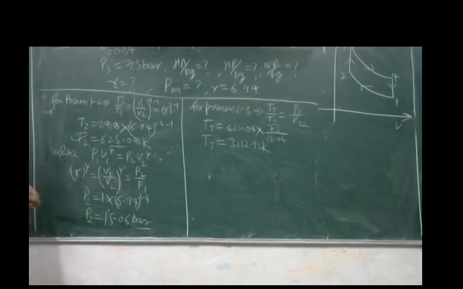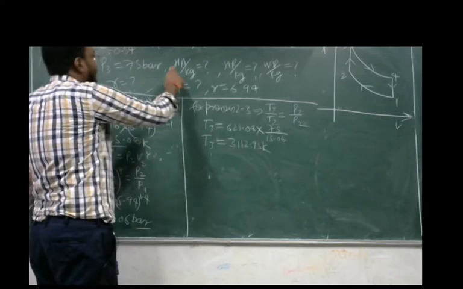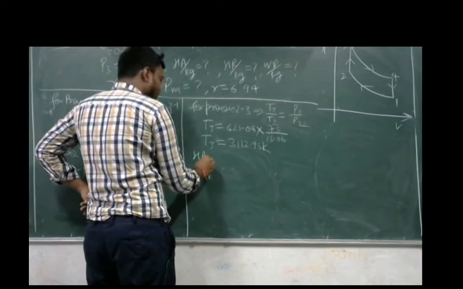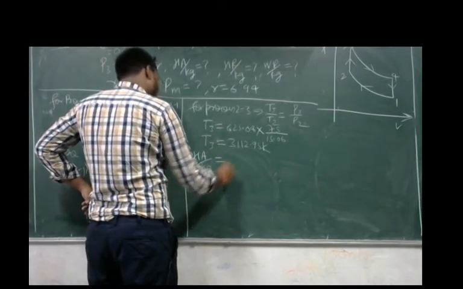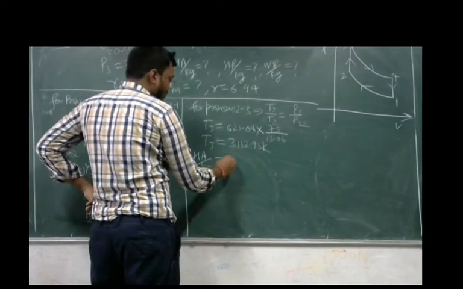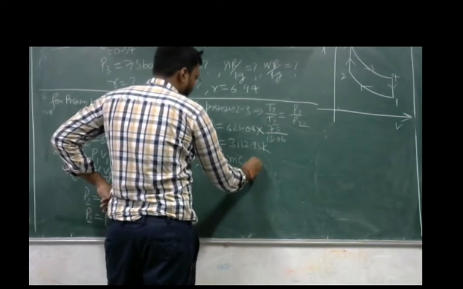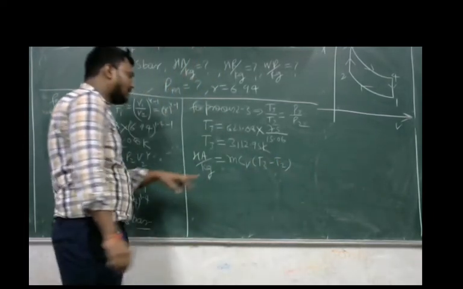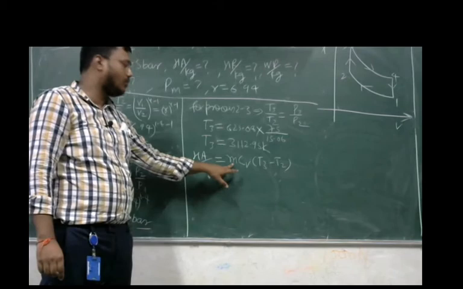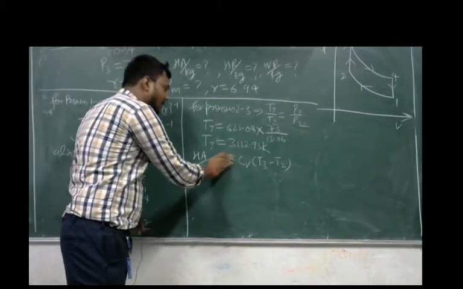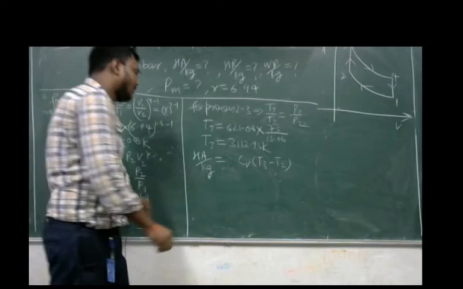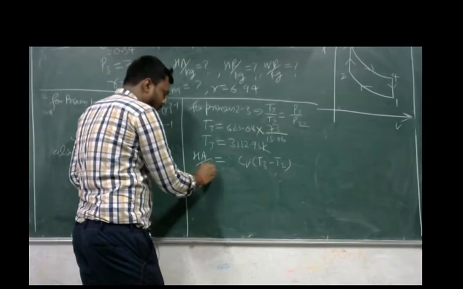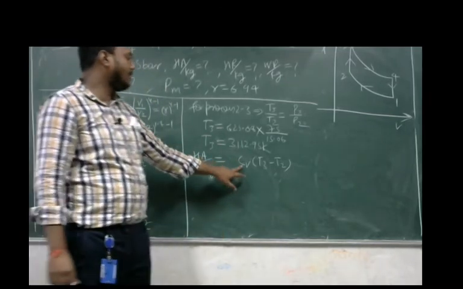Now we can go for what is asked in the question. Okay. So first asked heat addition per kg. We know the formula of heat addition. Actual formula is m Cv delta T, that is m Cv (T3 minus T2). This is the formula for heat addition, but it is asked that heat addition per kg. So we need not multiply with m. Heat addition per unit mass is asked.